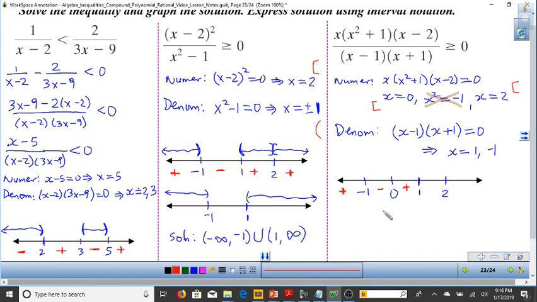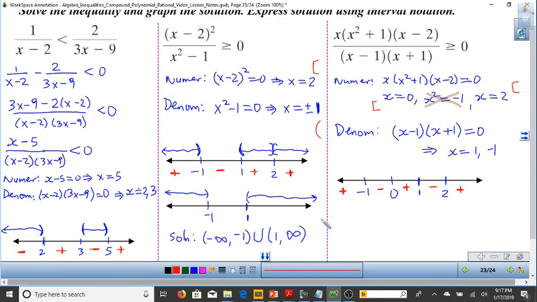Between 1 and 2, 1.5. That's a positive number, and that's 1.5 minus 2 is negative. That's a positive number, and that's positive. So we have positive times negative over positive. That gives us a negative. And finally, a number to the right of 2 is 3. Positive, positive, 3 minus 2 is positive, 3 minus 1 is positive. So all of them are positive.